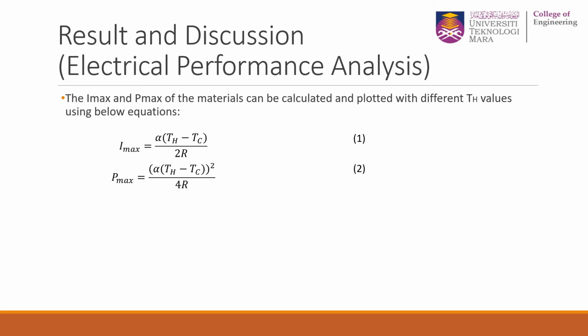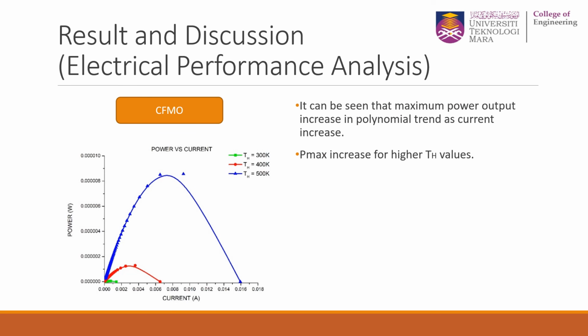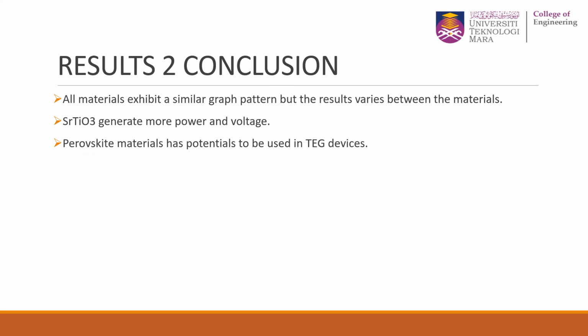Lastly, for the electrical performance analysis, the Imax and Pmax of the material can be calculated and plotted with different hot temperature values using the equations below. Each material is plotted power versus current, as you can see in the slide below. It can be seen that the maximum power output increases in a polynomial trend as current increases. Thus, we can say that Pmax increased for a higher hot temperature value.